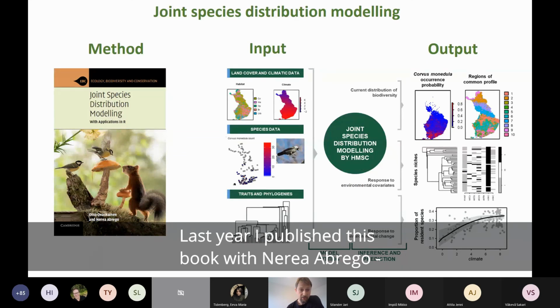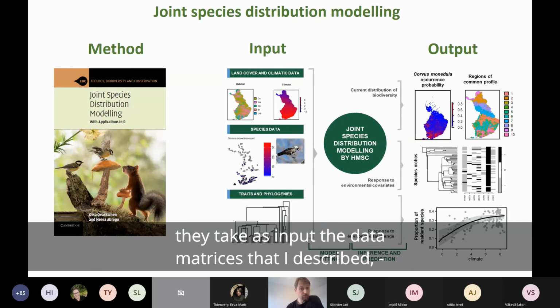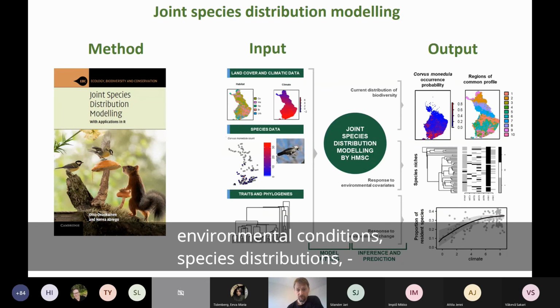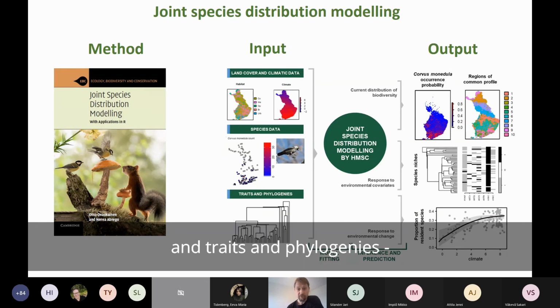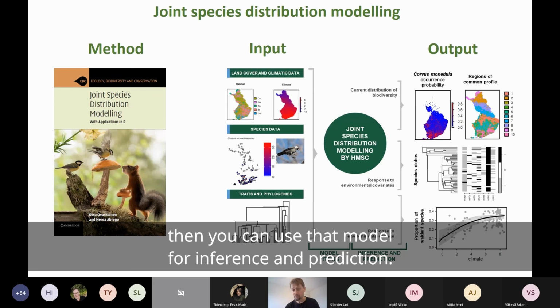Now, my specific core area is joint species distribution modeling. Last year, I published this book with Nerea Abrego, which explains the methods in detail, but very briefly, these methods take as input the data matrices that I just described, environmental conditions, species distributions, and traits and phylogenies, and then they use all of that data to fit one model that encompasses all of that information, and then you can use that model for inference and prediction.